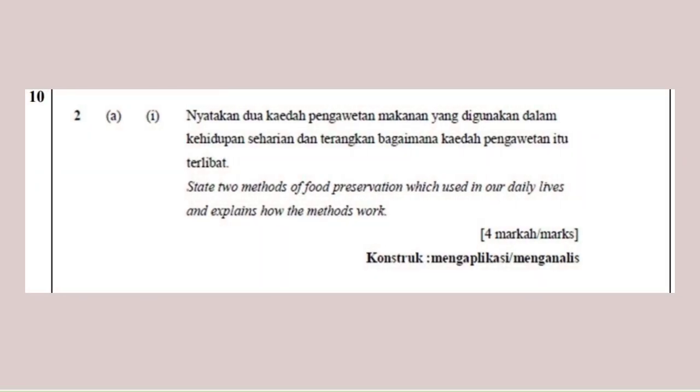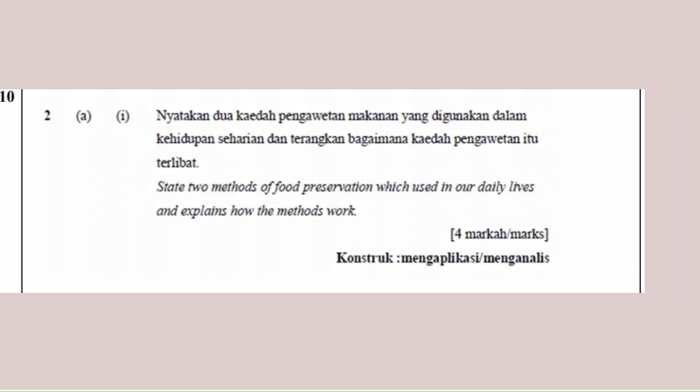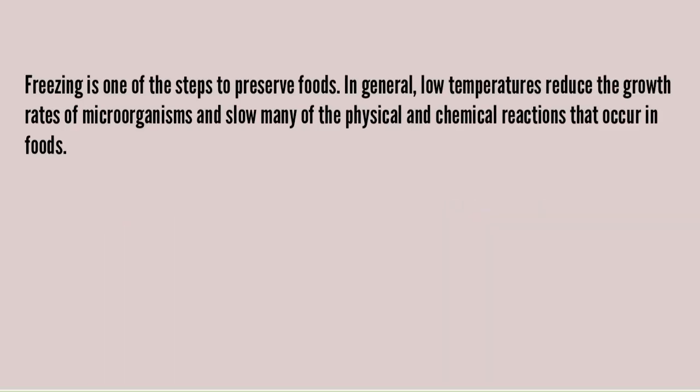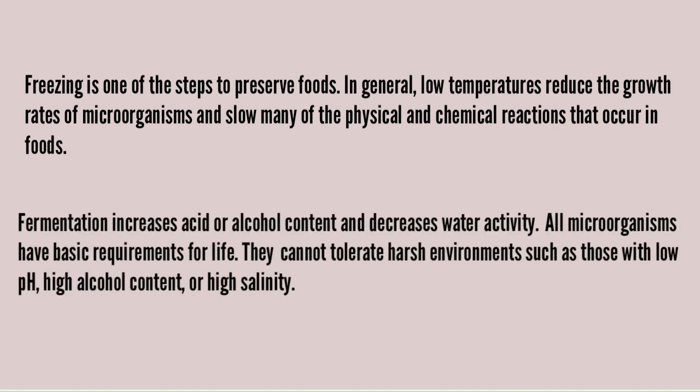Question 10. State 2 methods of food preservation which are used in our daily lives and explain how the methods work. Two methods that help to preserve food are freezing and fermentation. Freezing is one of the methods to preserve foods. In general, low temperature reduces the growth rates of microorganisms and slows many of the physical and chemical reactions that occur in food. Fermentation increases acid or alcohol content and decreases water activity. All microorganisms have basic requirements for life. They cannot tolerate harsh environments such as those with low pH, high alcohol content or high salinity.